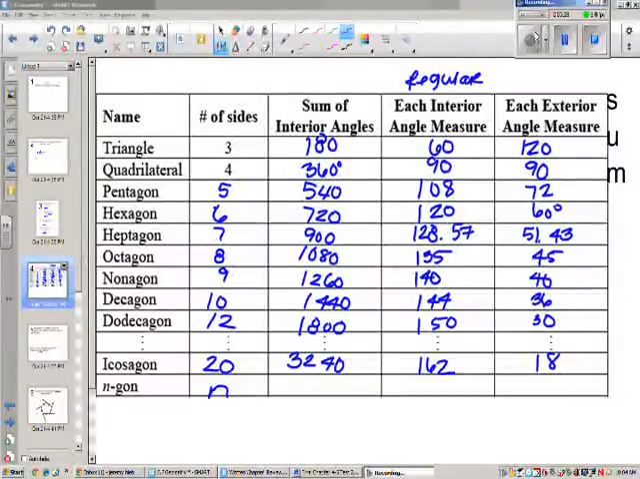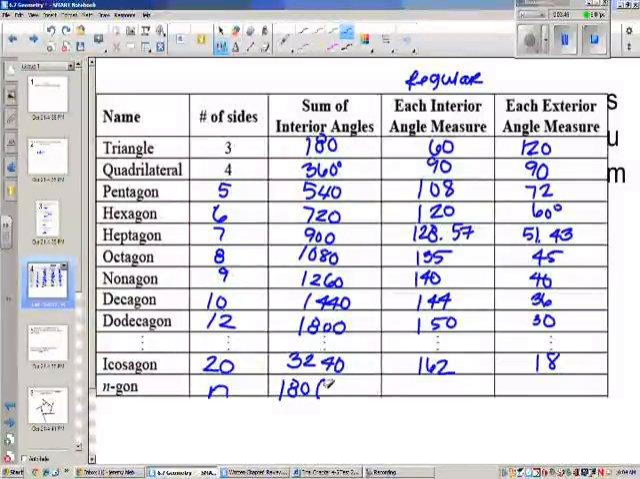And then we need to figure out what the pattern is for the sum of the interior angles. If you look, a triangle has 3 sides, and the interior angles sum to 180. Next we have a quadrilateral that has 4 sides, and it has 2 180s in it because it adds to 360. Pentagon has 5 sides, and we have 3 180s. So I hope you're starting to see the pattern: a triangle with 3 sides only has 1 180, that would be n minus 2.